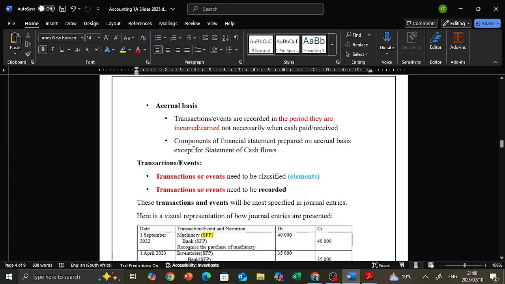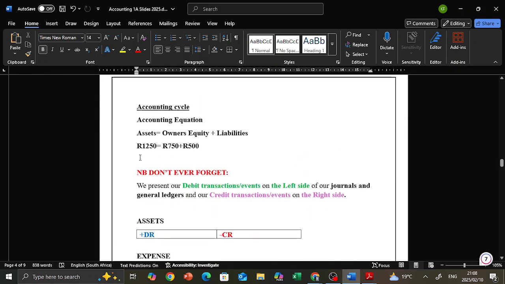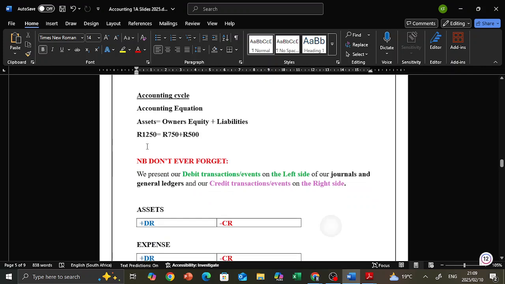Like the other video I made, if you check through the YouTube videos, you will eventually get to it. But this was an example I made. Our assets are worth 1,250. Our owner's equity is 750 and our liabilities are 500. Meaning this side equals this side, making the equation balanced. Is that okay, guys? Can I move?